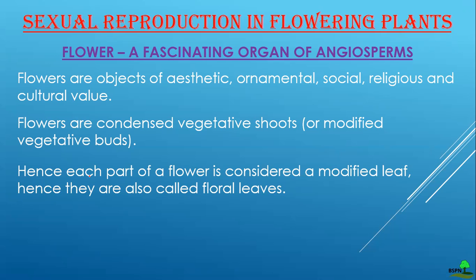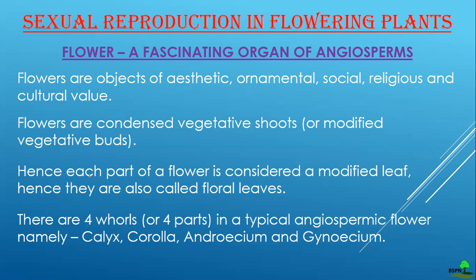So in an angiosperm, there are four whorls or four parts. Why only an angiosperm? Because angiosperms only show true flowers. Gymnosperms, pteridophytes, bryophytes, and thallophytes do not show a proper or true flower. The four parts of the flower are the calyx, the corolla, the androecium, and the gynoecium. Let's have a look at these four parts quick.